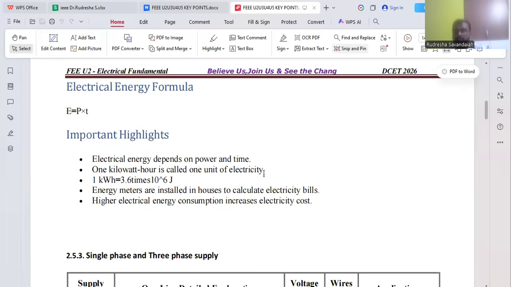Energy meters are installed in houses to calculate the electricity bills. Higher electrical energy consumption increases the electricity cost. This is the important highlights.